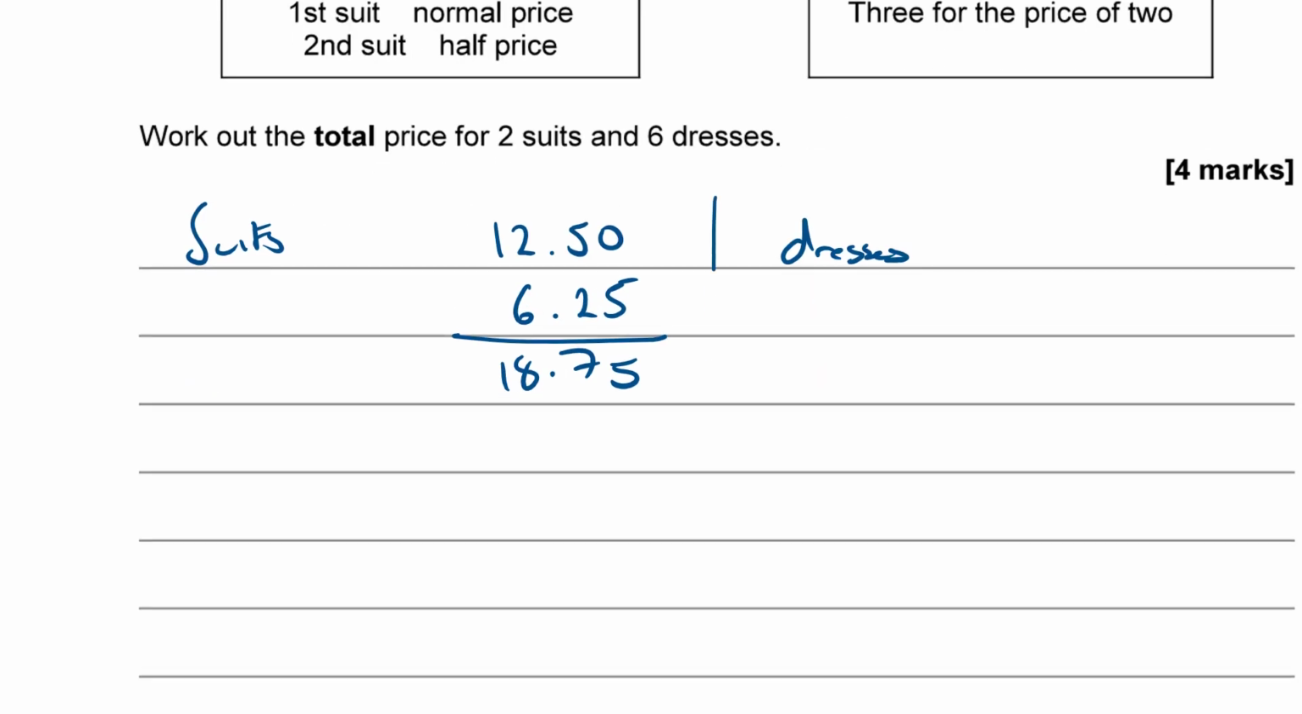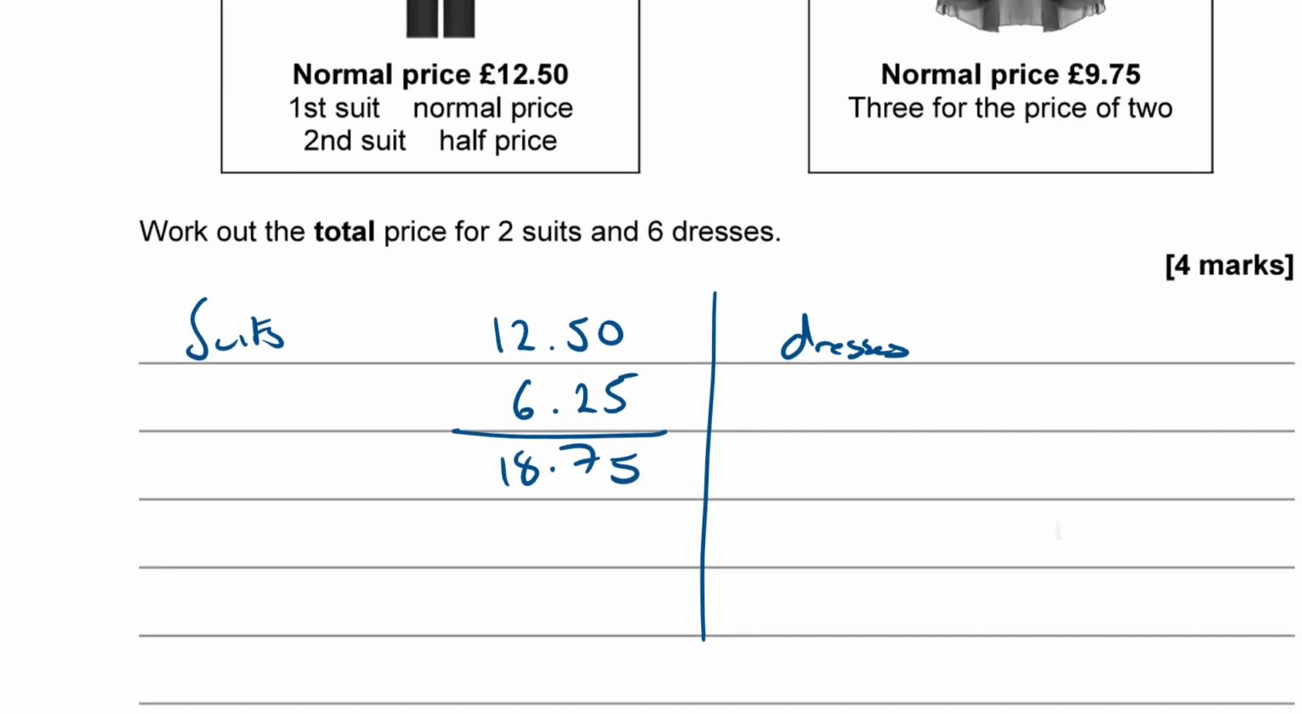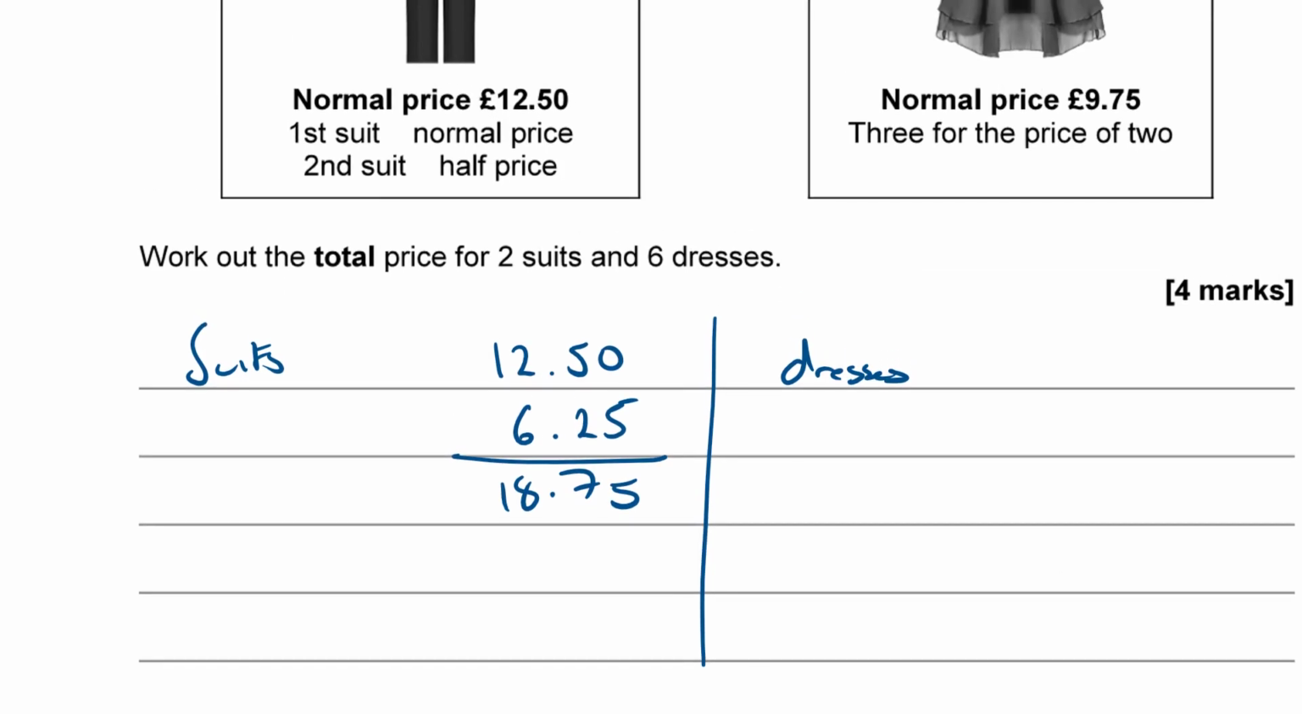Okay, what about the dresses? So dividing up our working. Dresses are normally £9.75, but you get 3 for the price of 2. Now if I want to do 6 dresses, then that's 2 lots of 3, isn't it? So I'm going to get 2 lots of 3 for the price of 2. So my 6 dresses are going to be done for the price of 4 dresses. So in other words, I just need to work out what £9.75 times 4 is.